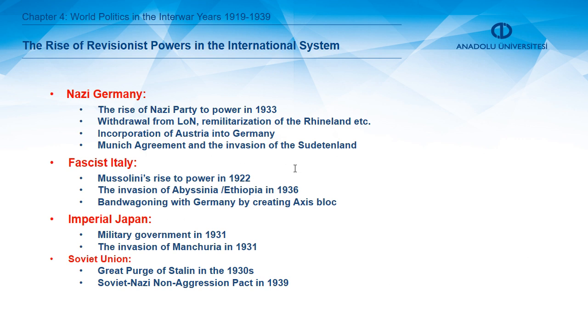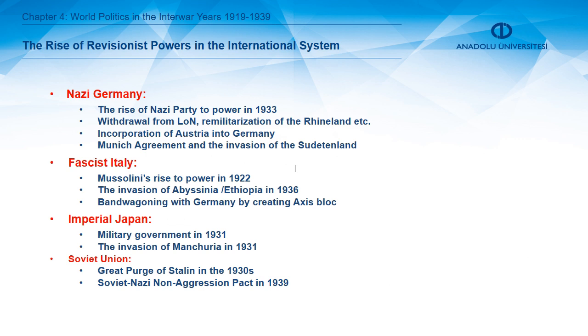As for Fascist Italy, Mussolini came to power in 1922. As for its revisionist policies, the invasion of Abyssinia in 1936 was a very important example. In this crisis, the League of Nations failed to prevent the Italian aggression, and after that, Italy withdrew from the League of Nations, and Italy also bandwagoned with Germany by creating the Axis bloc. Another revisionist power was Imperial Japan. A military government was created in 1931. The invasion of Manchuria is an important development. In the end, Japan also withdrew from the League of Nations.